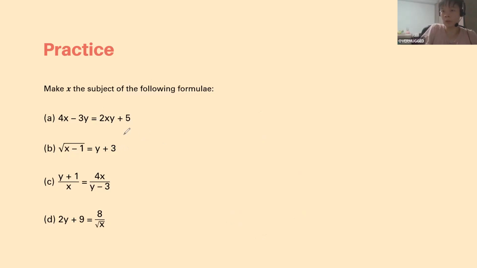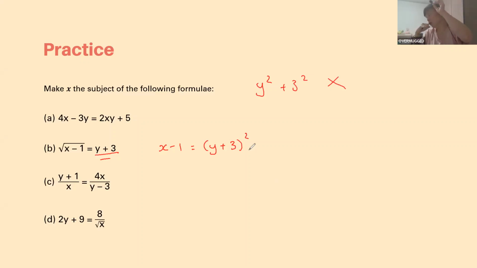For B, you want to get rid of the square root, so you have to square both sides. My left side square root is gone. Remember to put it inside the bracket. y square plus 3 square is not correct. From here, just do your normal expansion.